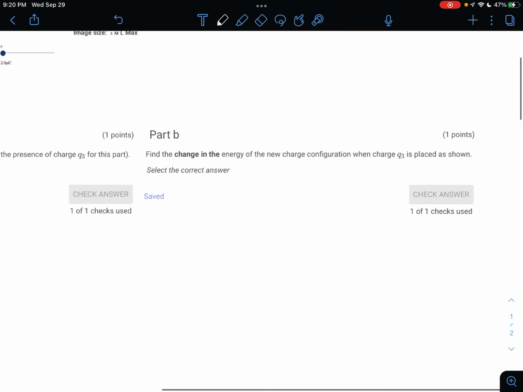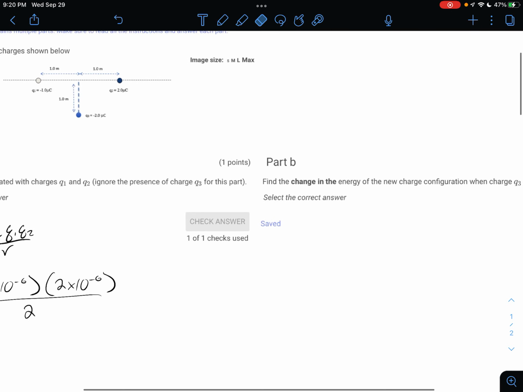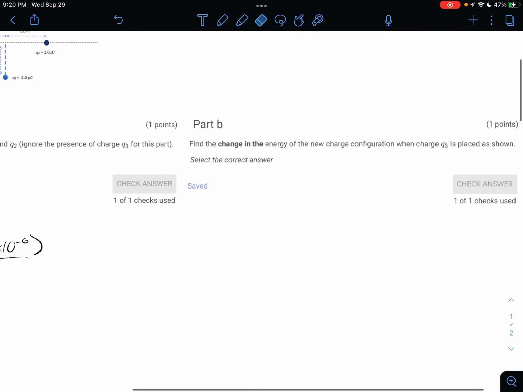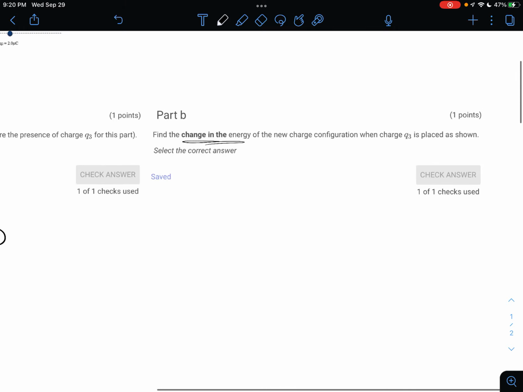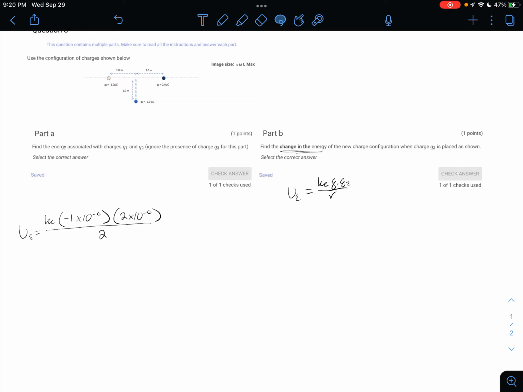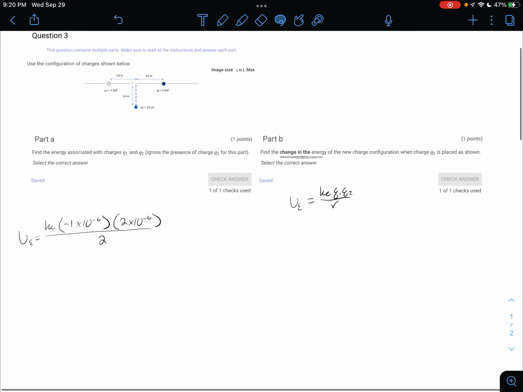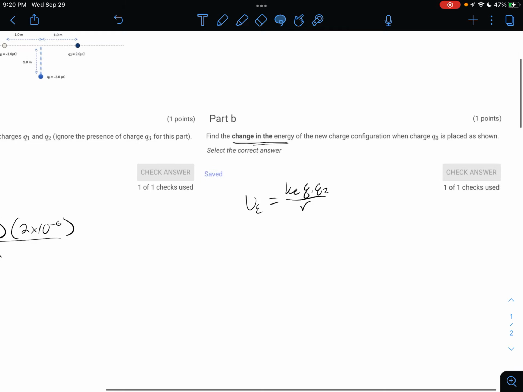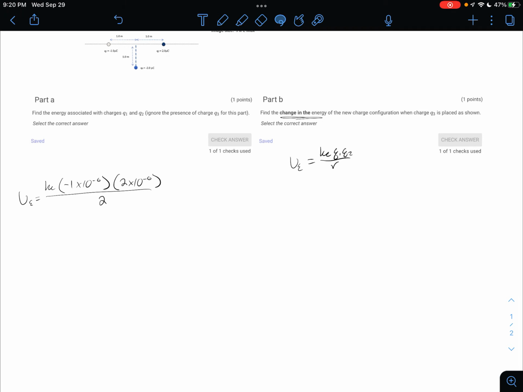So now we're going to move over to part B, which now we do have to pay attention to this third charge. So the change in the energy, we're looking for the change in energy of the new charge configuration when Q3 is placed, right? So I'm going to use my same equation from before. I'm going to use this one again, but this time I'm going to do it between each of the pairs of the charges, not electrons. They're not electrons, they're just charges. But we're looking for the change.